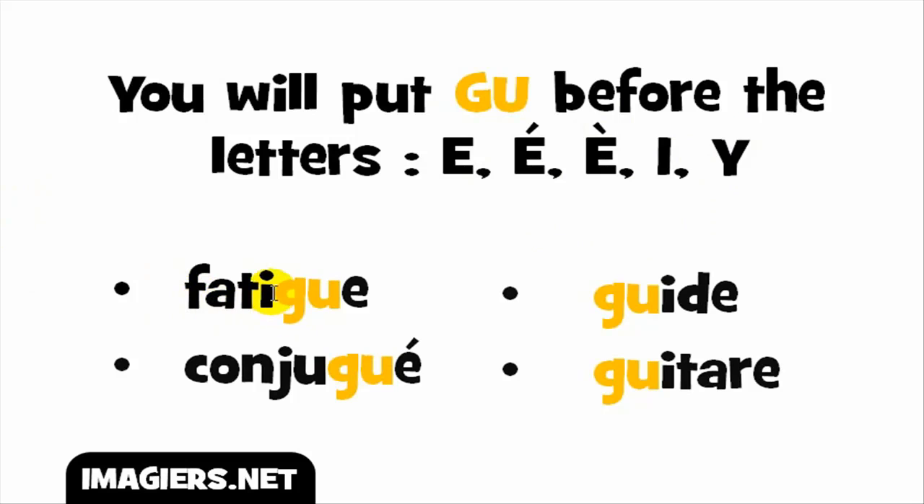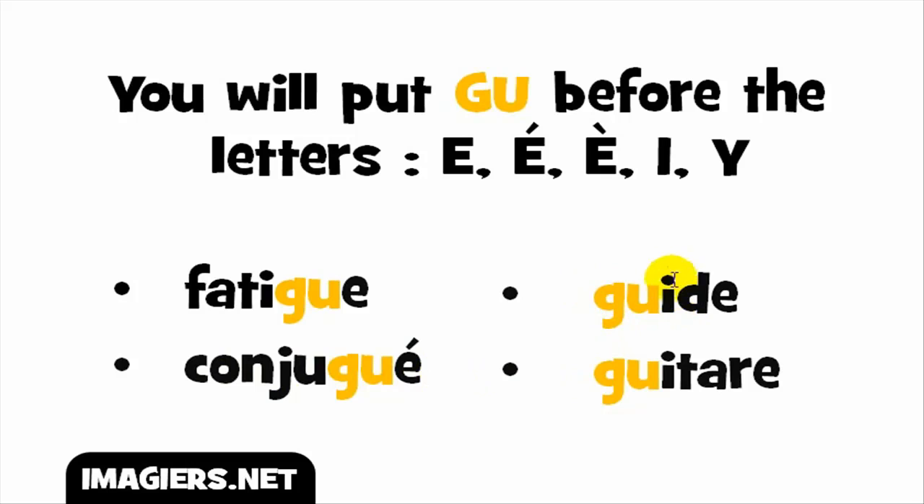The first one, so here you get E, and then you've got this vowel, so as we said here, you should pronounce it g. Okay, so you get the word fatigue, fatigue. Second possibility here, you've got this accent aigu, so remember this accent aigu is pronounced a, okay, and so you get the word conjugué, conjugué, okay.